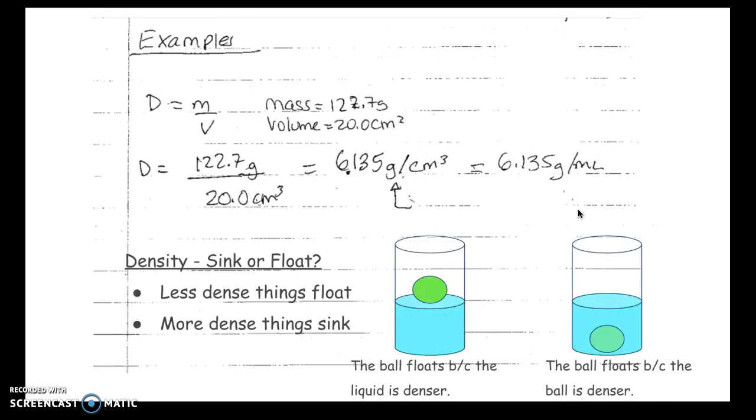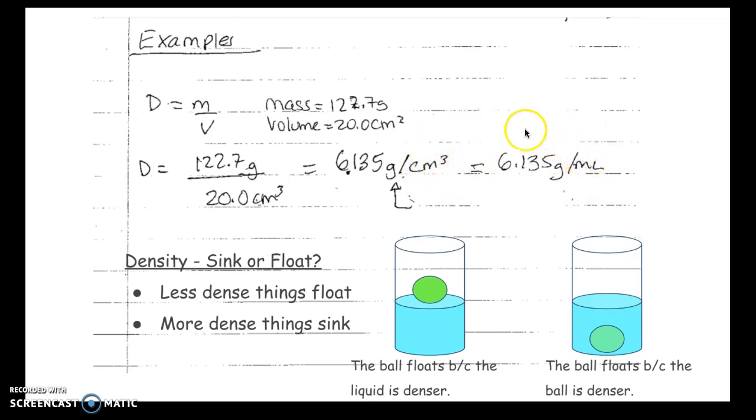All right, finally, we have an example here of how we calculate density. You have a mass, then you have your volume here, and you just plug those into the equation. You take the mass and you divide it by the volume. The density in this case would be 6.135 grams per centimeter cubed. I wrote on the side that the density could also be written as 6.135 grams per milliliter. That's because centimeter cubed and milliliters are actually the same units.